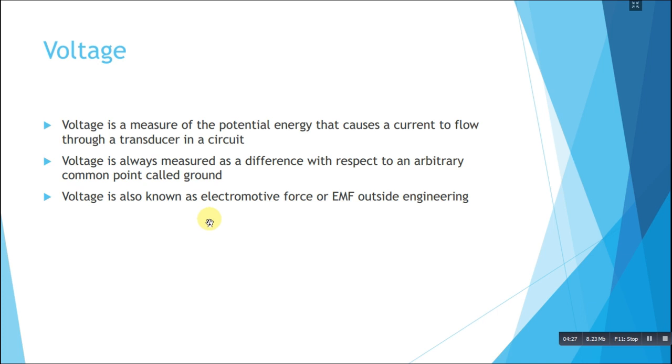Voltage is a measure of the potential energy that causes a current to flow through a transducer in a circuit. Voltage is always measured as a difference with respect to an arbitrary common point called the ground. Voltage is also known as electromotive force or EMF outside engineering.